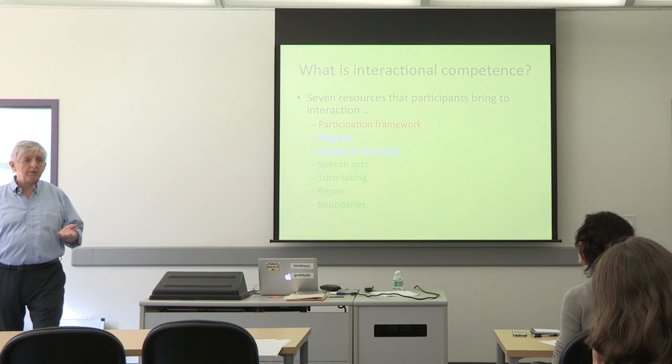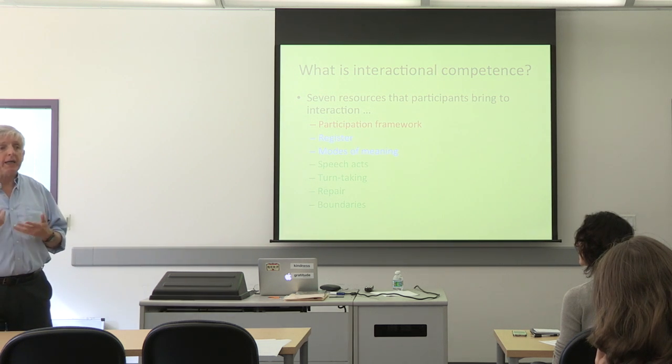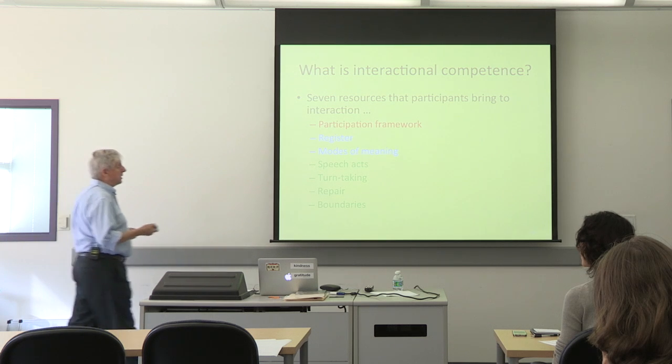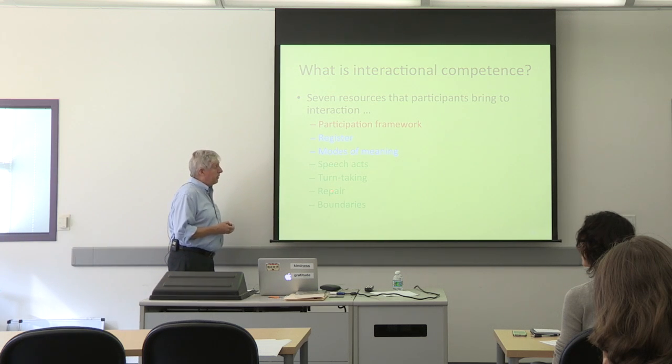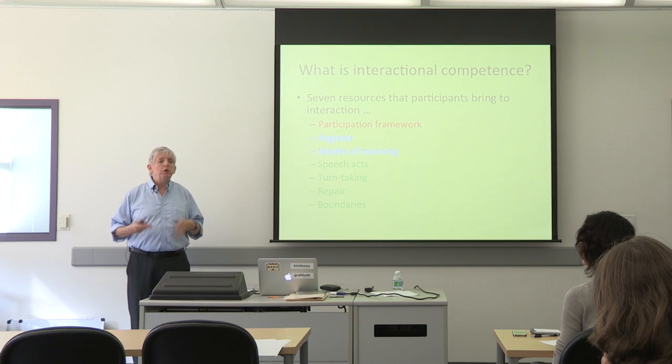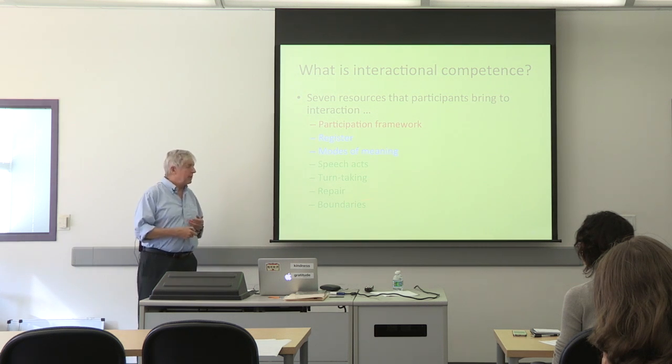Turn-taking, obviously, is a very important part when you're talking about spoken interaction, that people do take turns. We know from the extensive work that's been done in conversation analysis that turn-taking has a regular structure, and we know that if people talk at the same time, they stop talking at the same time fairly soon. Repair is when there's trouble in interaction, and what do we do about it? Okay? And then lastly, boundaries.